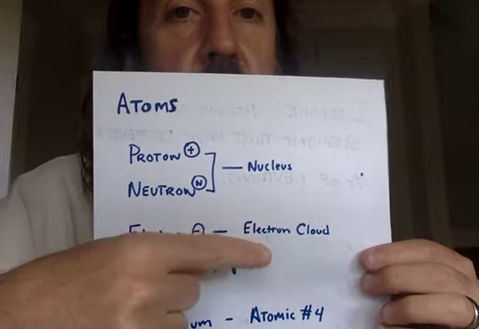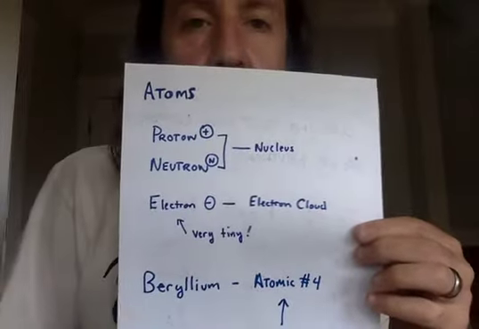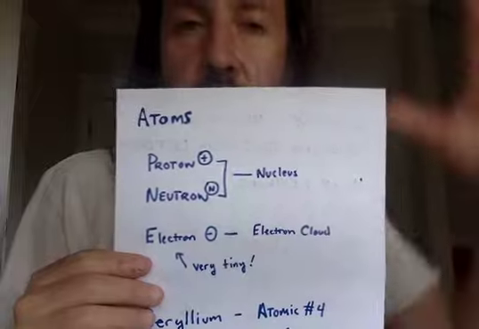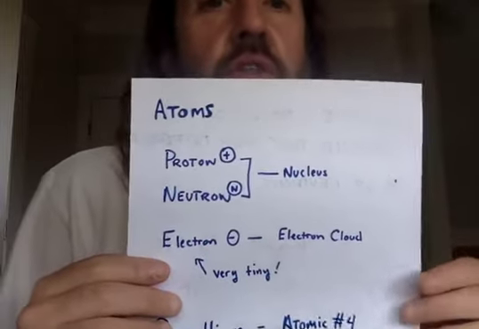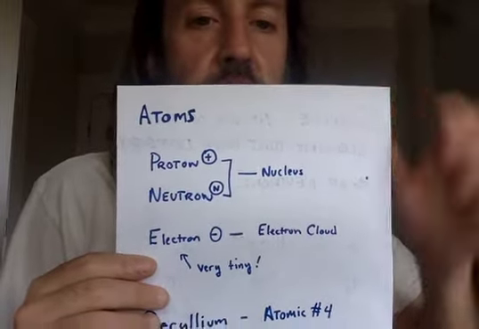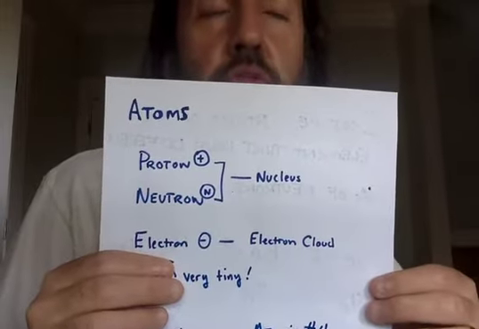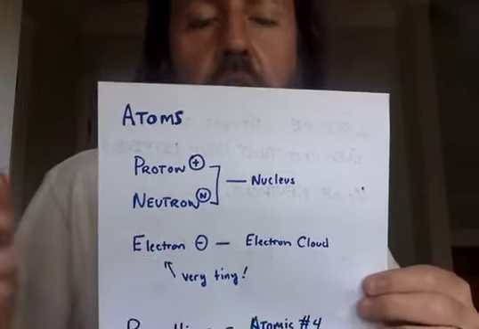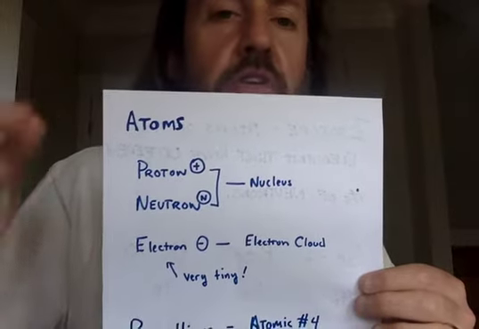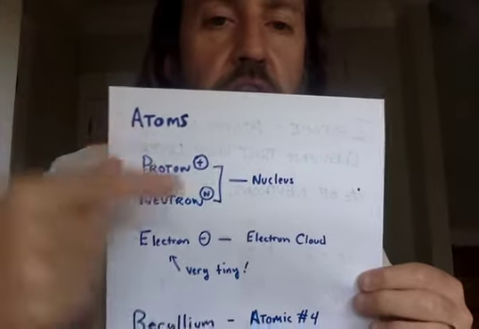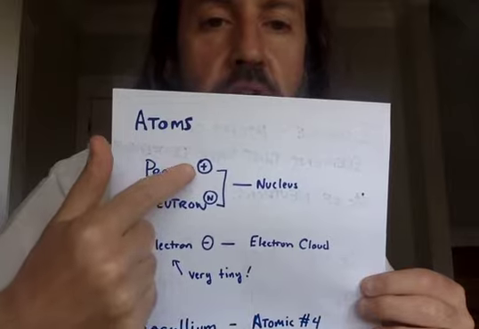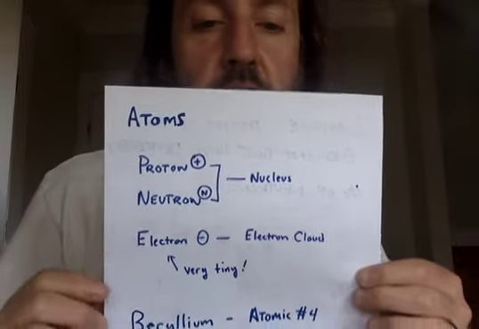Electron lives in the electron cloud, which orbits, but don't think about it as orbit. It's just a region around the nucleus, and these little electrons, they're so tiny. They're very, very small. So small they're essentially massless, but they do have that negative charge. They're just sort of zipping around, attracted to the positive charge here, which we'll talk about later on.